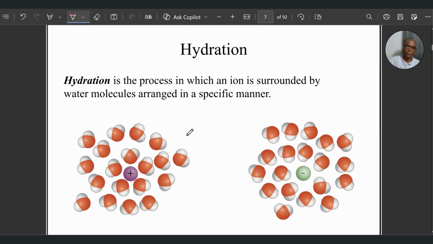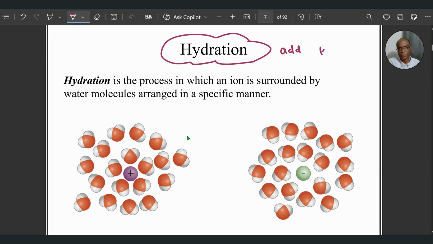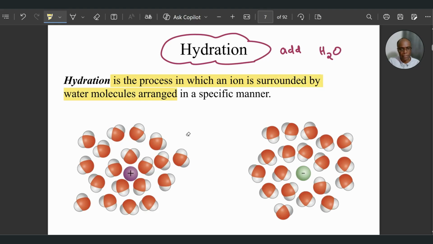Hydration, as the word goes, just means to add water. If you say you are dehydrated, it means you've lost water. However, in chemistry, we would say hydration is addition of water around an ion. So by definition, officially, hydration is the process in which an ion is surrounded by H2O molecules arranged in a specific manner.